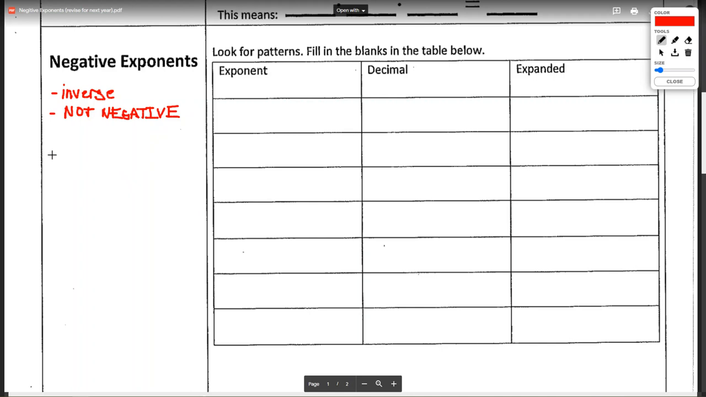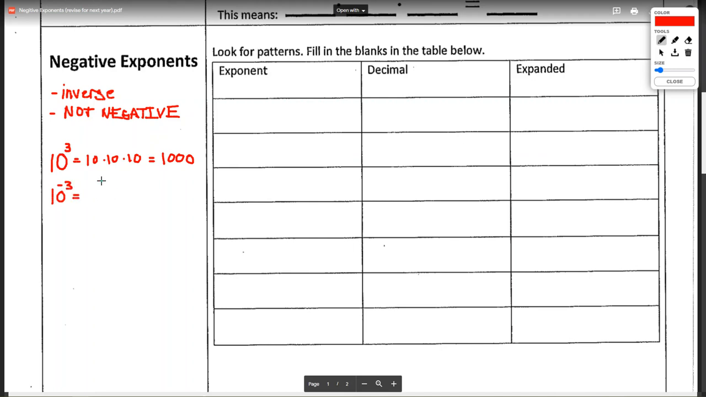And what a negative exponent does is, if we have an exponent like 10, and we do 10 to the third power, that would be 10 times itself 3 times, right? A 1 with 3 zeros. 1, 2, 3.